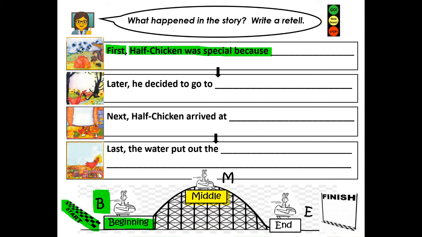Now we're going to slow down and go to the middle of the retell. Later, what did Half Chicken decide to do or go? Later, he decided to go to. Where did he decide to go to? Later, he decided to go to. After you say your sentence, later, he decided to go to, then you push pause and write your full sentence. And when you're done, push play to rejoin the lesson.